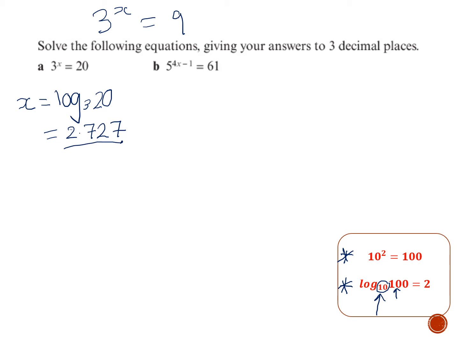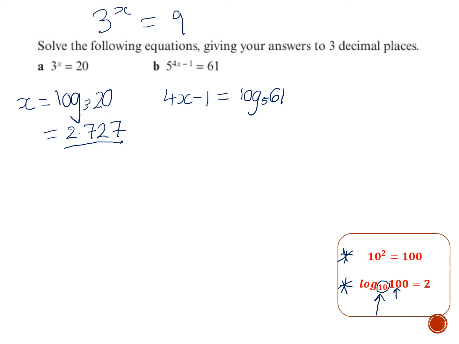Okay, let's do the same for this next one. We're going to do the same kind of thing, but we can see that our power there is slightly more complicated. So when we write our equation down, instead of just writing x as the power, it's 4x minus 1. Now remember our log form. It's log. Now the base is always the big number that's raised to the power. So log to the base 5 of 61.